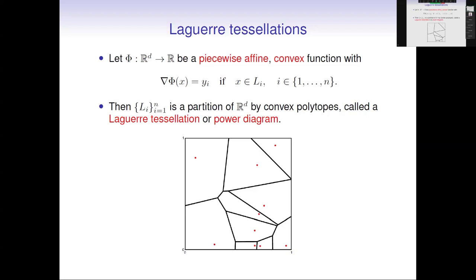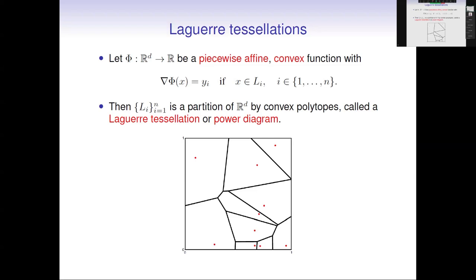This is known as the Gallouët tessellation or a power diagram, and it includes Voronoi diagrams, if you're familiar with them. It's not all possible partitions by convex polygons, but it's a lot of them. In particular, in R^3 and higher, it includes all normal tessellations, kind of all nice tessellations.